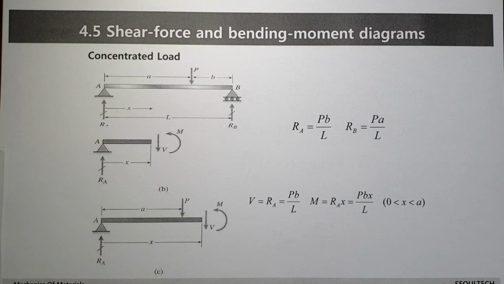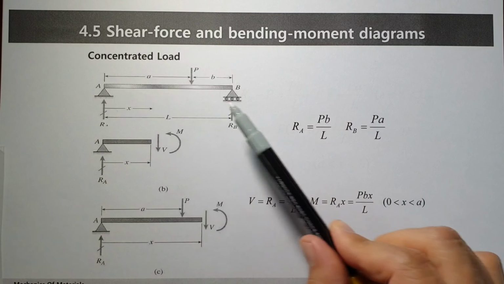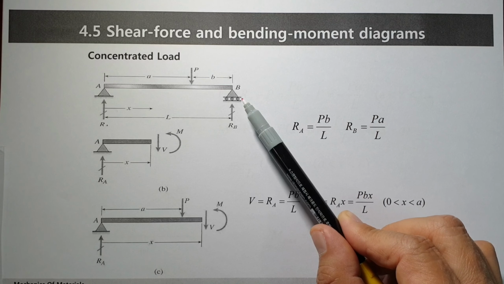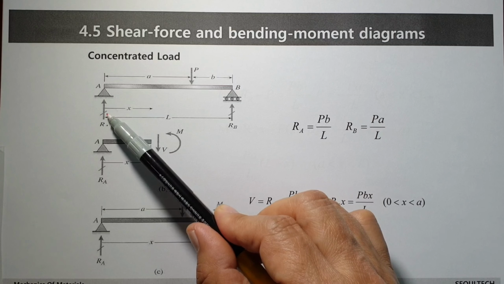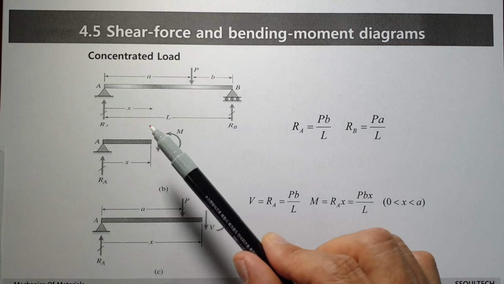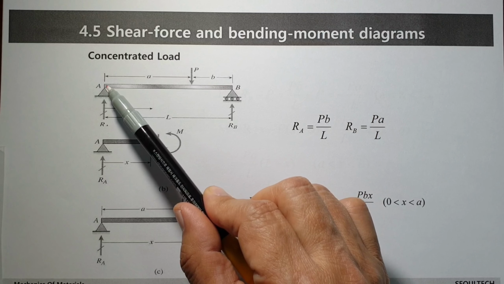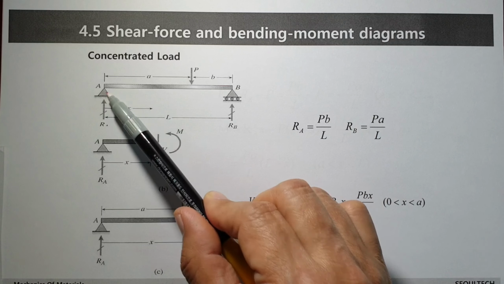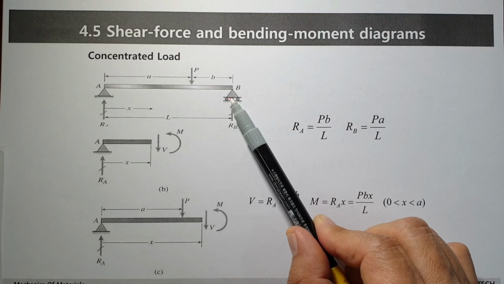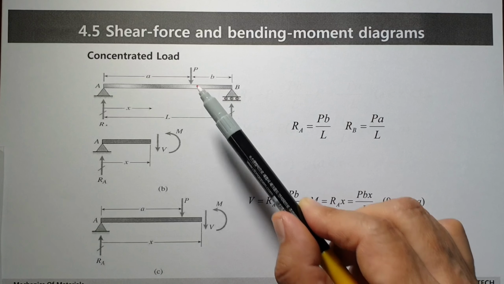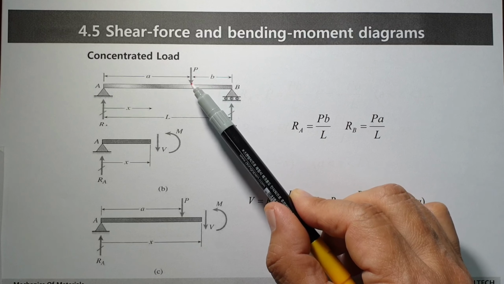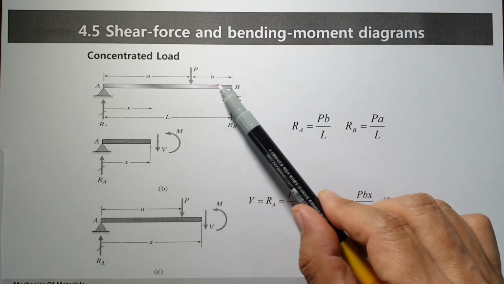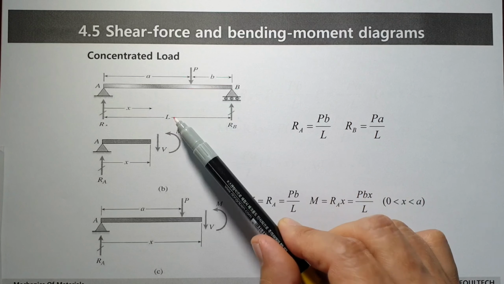There's an example. On the left side, a pin joint. On the right side, it's a roller. There is a beam which has this kind of condition: on the left side is pin, on the right side is roller. Then concentrated force P is acting like that. Its location is A from the left, and A plus B equals L.